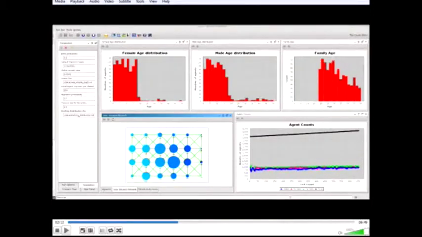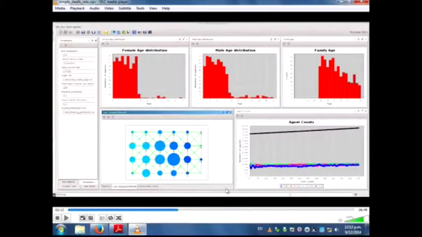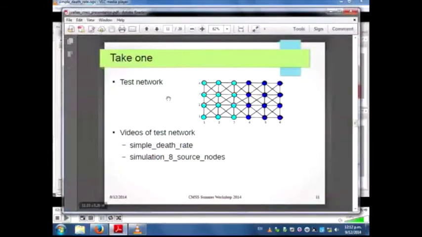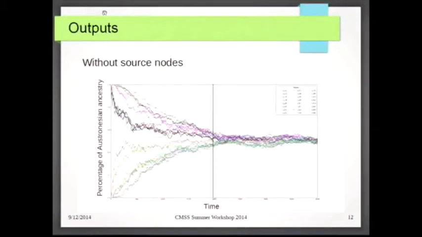I stop this. And as we are interested in the genetics, this is the genetics, the percentage of Austronesian ancestry in each village over time.